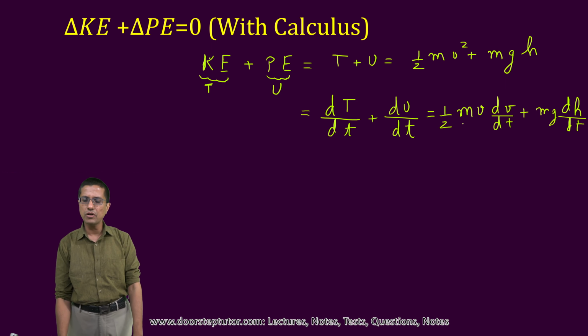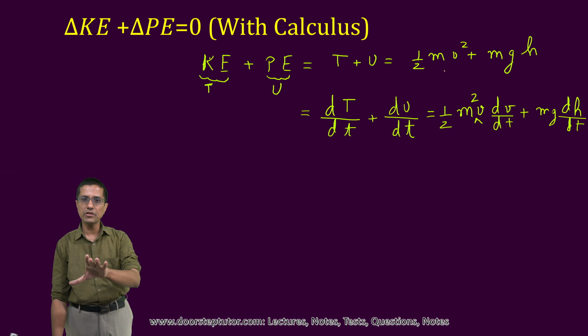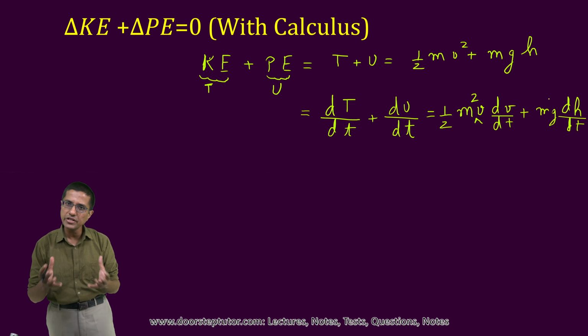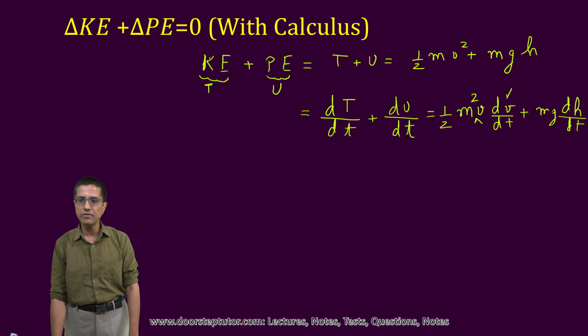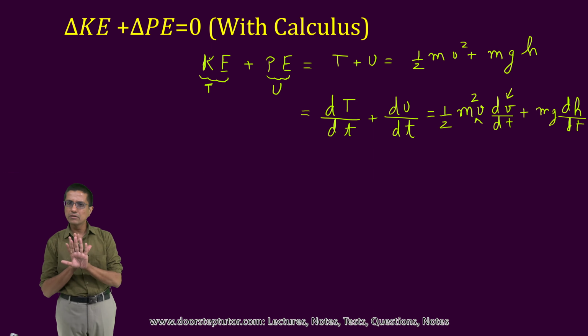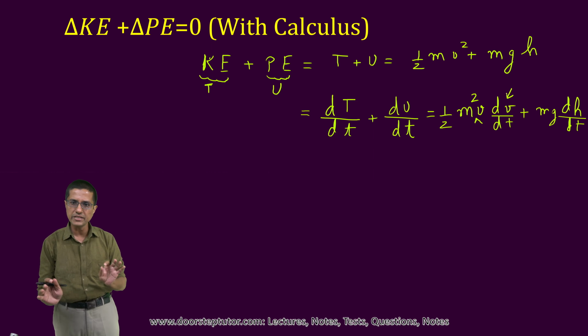See, half m is constant, and sorry, I forgot a 2, and this v squared, when we differentiate it, we will get 2v dv by dt. Okay, so this is the differentiation of v squared with respect to t, and when I differentiate mgh, mg is constant, so it comes out, and dh becomes dh by dt, which is the rate of change of height with respect to time, and dv by dt is the rate of change of velocity with respect to time. Very, very simple, not difficult at all. So far the concept is very simple.